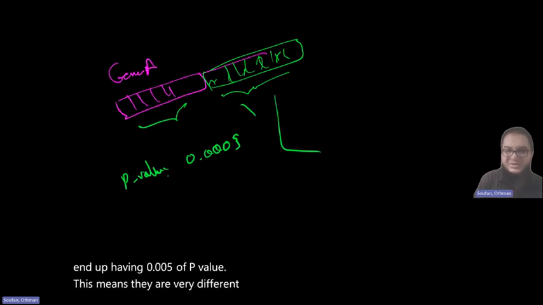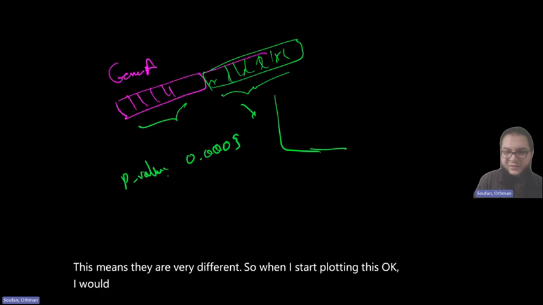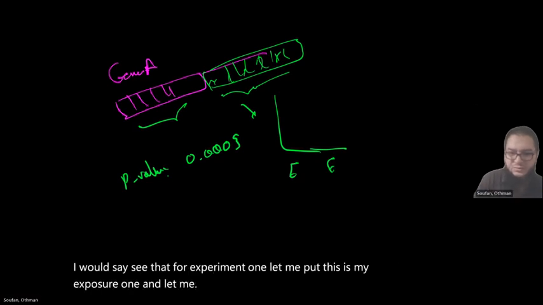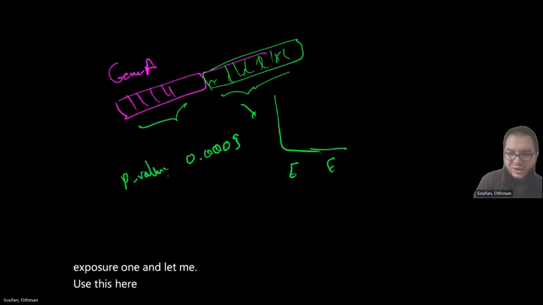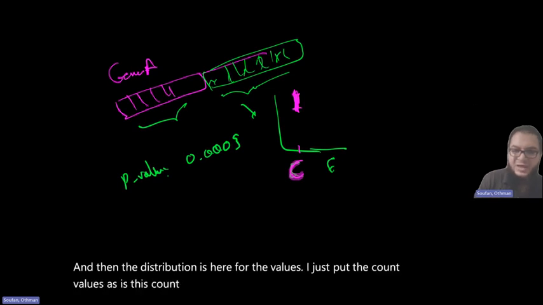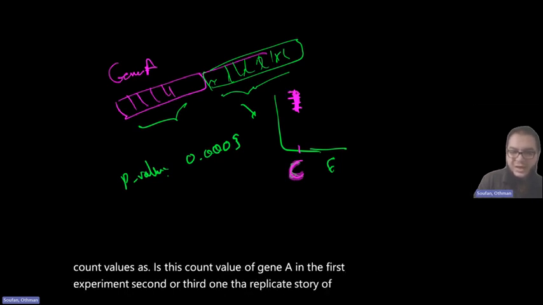So when I start plotting this, I would see that for experiment 1, let me put this. This is my exposure 1, and let me use this here for my, oops, what happened? Pen. Okay, let's do it. And then the distribution is here for the values. I just put the count values as is. This is the count value of gene A in the first experiment, second one, third one, the replicates, sorry, of the control. I do the same thing.